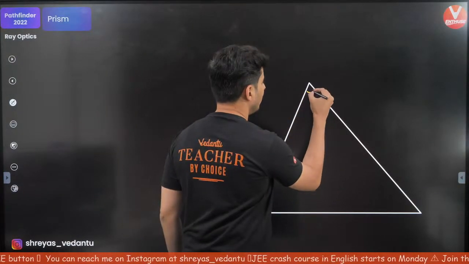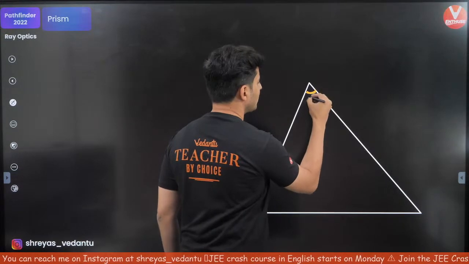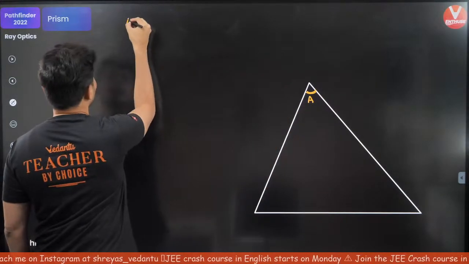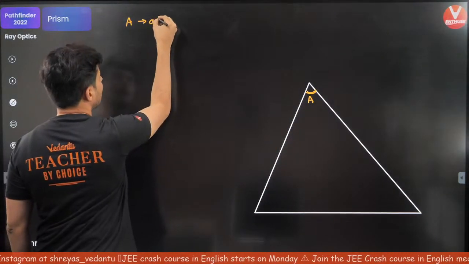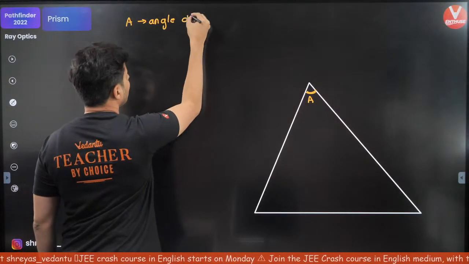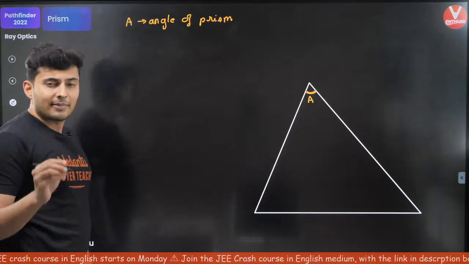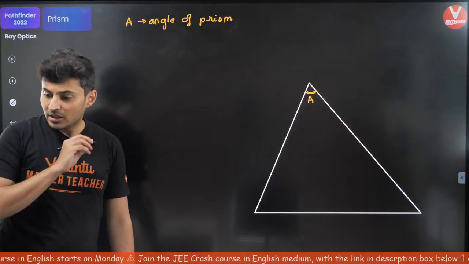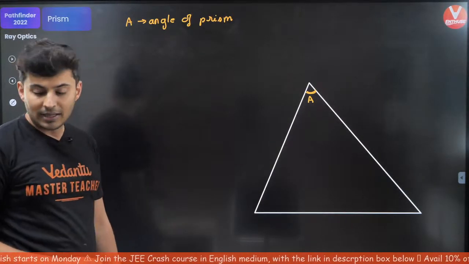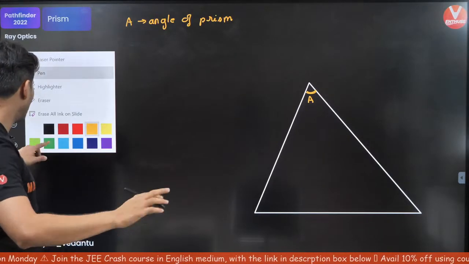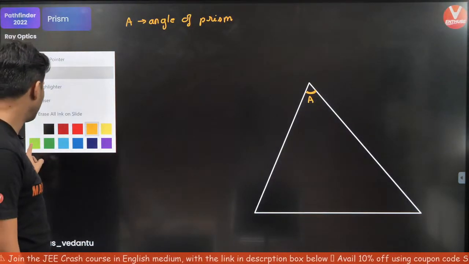This over here, I'm just going to call it A. And what is A? A is called the angle of the prism. Now, when light rays enter, thermo is the 11th standard topic that was done yesterday. So every alternate day we have 11th and 12th standard syllabus.